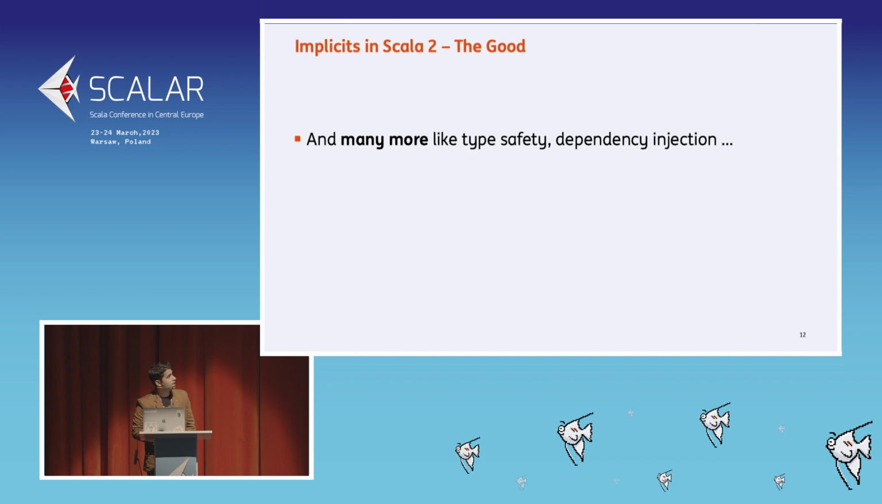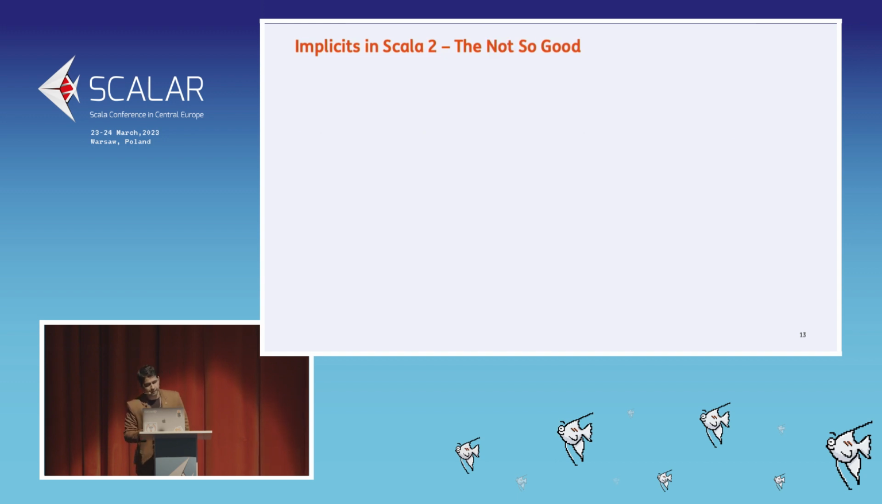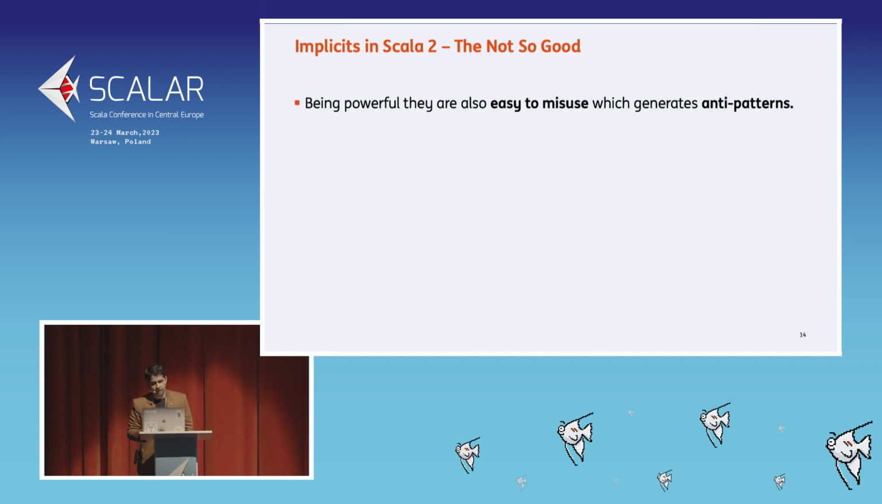So there are many more. I don't want to go into details because they are well known. Type safety, dependency injection, they're all working well in Scala. We all use them because of the feature of implicits. However, the feature is so powerful, and it's so easy to use, that it is also quite often misused. And that misuse generates a lot of anti-patterns, a lot of difficulties.